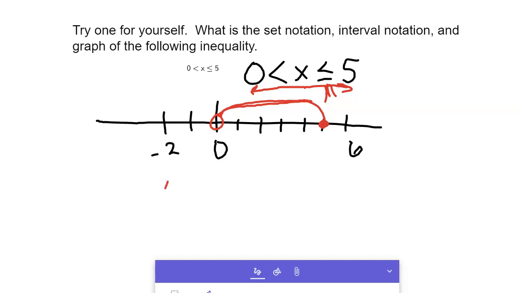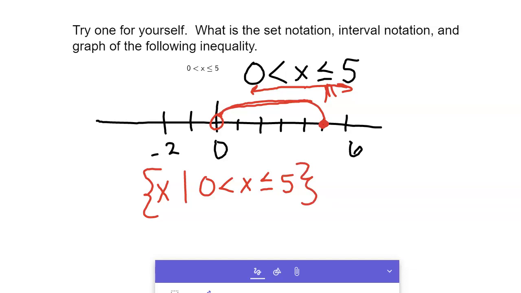So the set notation, again, kind of simple. You make your x with a line to separate your variable from your inequality. And just pull your inequality right in. So it's 0 is less than x, less than or equal to 5. And that's set notation. Pretty simple.